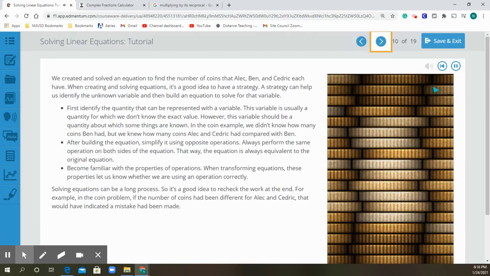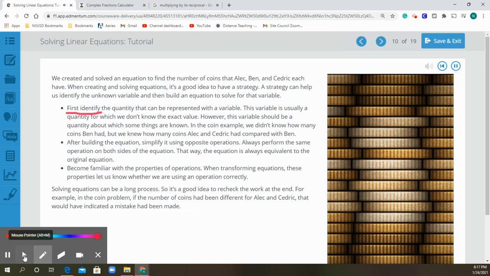We created and solved an equation to find the number of coins that Alec, Ben, and Cedric each have. When creating and solving equations, it's a good idea to have a strategy. A strategy can help us identify the unknown variable and then build an equation to solve for that variable. First, identify the quantity that can be represented with a variable. This variable is usually a quantity for which we don't know the exact value.